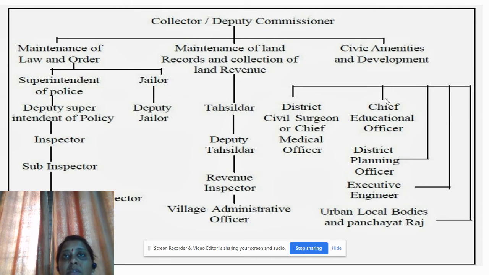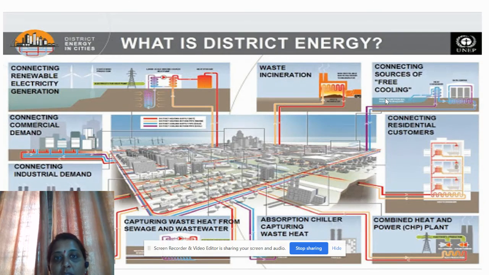And the district collector or district officer is again related to the Panchayati Raj. Now this is what the district energy is. Can you see this, children? Connecting industrial demand, connecting sources of free cooling, connecting residential customers, combined heat and power plant.